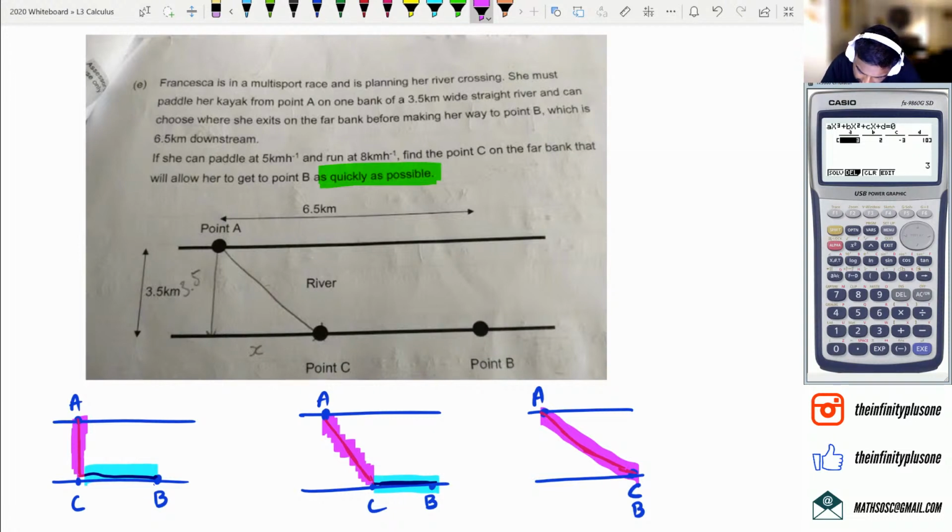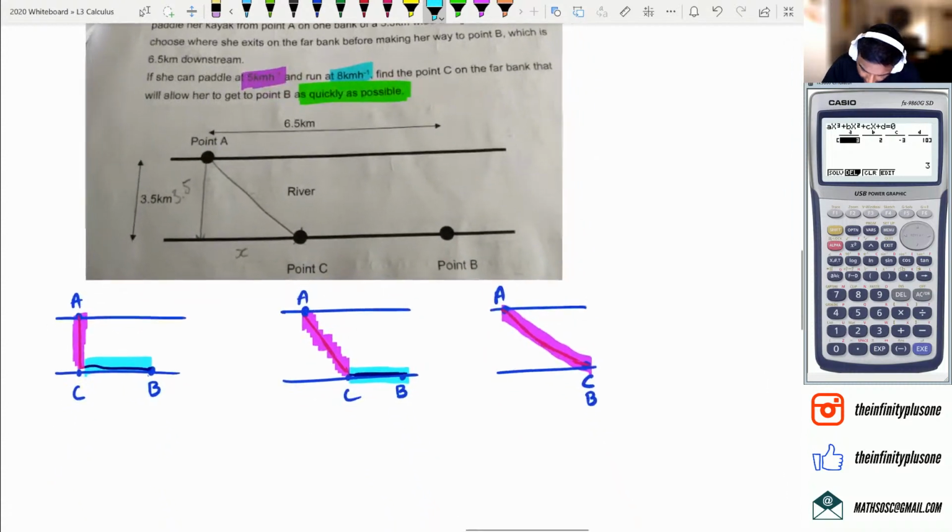Cool. So the next thing is this. It actually says that her speed, she can paddle at 5 kilometers per hour. So that's the water speed. And then she can run at 8 kilometers per hour. So that's the next thing.